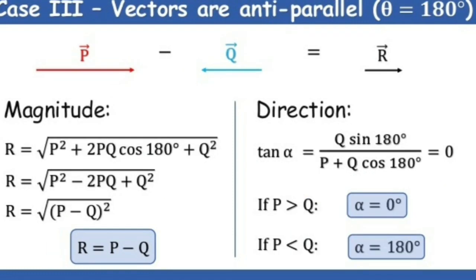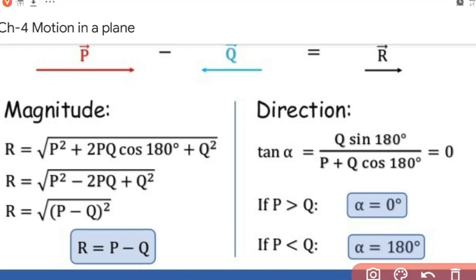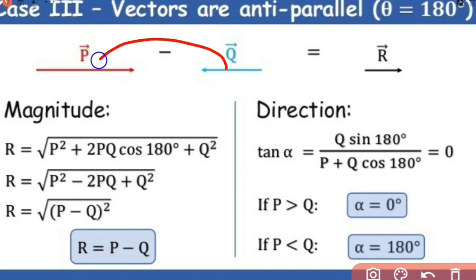Now coming to the third case, that is when vectors are anti-parallel. The vectors are anti-parallel, you can see from the picture, they are opposite in direction. So what about the angle between them? The angle between them becomes 180 degree. Okay, this angle is 180 degree.